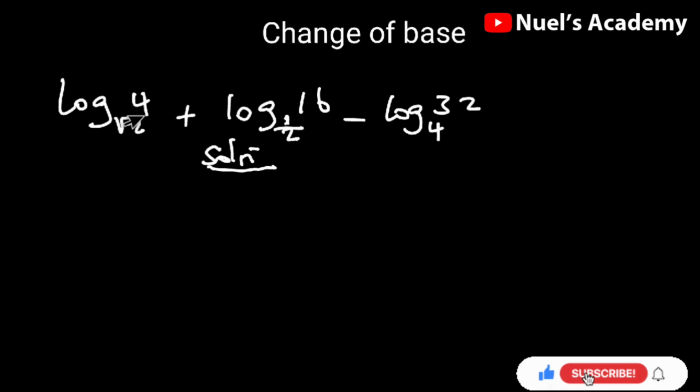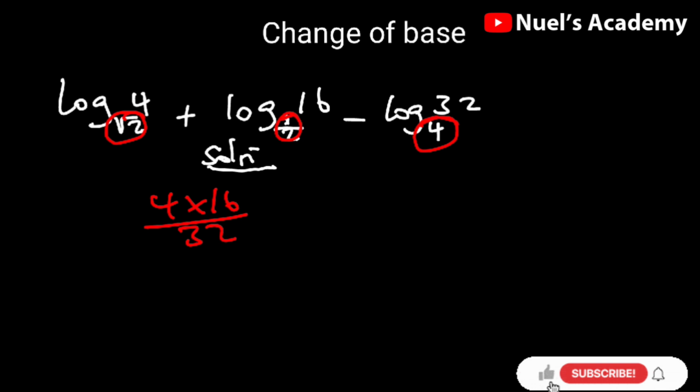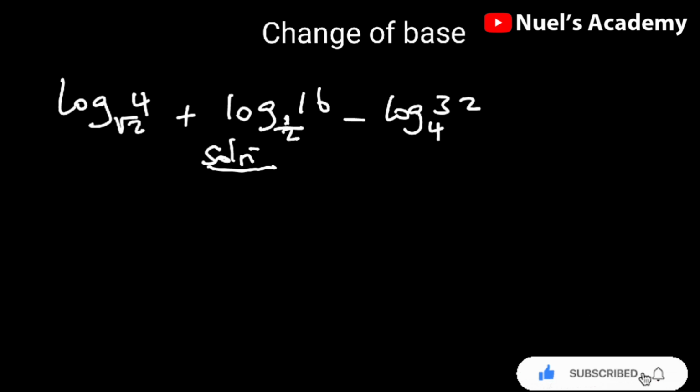Now, because these logarithms have different bases, we're not going to do direct simplification by doing 4 times 16 over 32 as we normally do when they have the same base. That is not going to work because they don't have the same base. So what we're going to do now is to employ the change of base. For this one, 2 is common to 4 and root 2, like 2 can divide 4 without a remainder. And then 2 also can divide 16 multiple times without any other number getting involved. And also 32, 2 can divide 32 multiple times without any other number getting involved. So we're going to employ change of base.